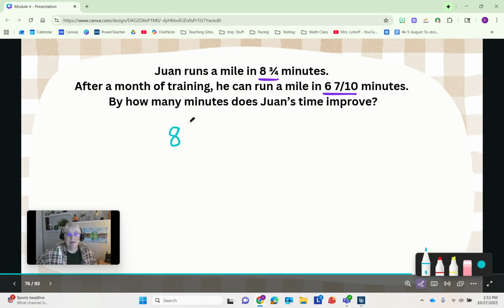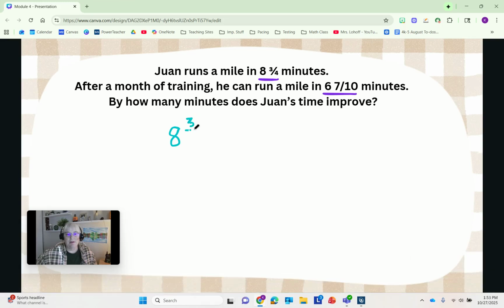8 3/4 minus 6 7/10. You know, I'm noticing putting my minus signs it's so low it can actually be the bottom. All right, we got it written.